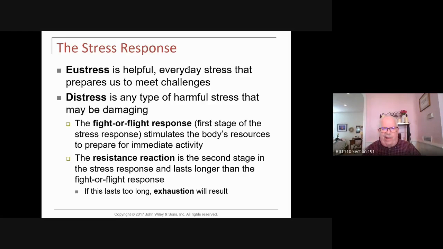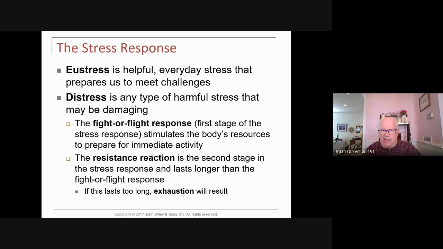And how does the body handle it? Well, the first response is the fight or flight response. It's the body's way of preparing yourself for the immediate activity on what you're going to do. You see a snake, you run the other way. That's fight or flight response. You cut yourself, you immediately grab it so it won't bleed anymore. That's fight or flight response.